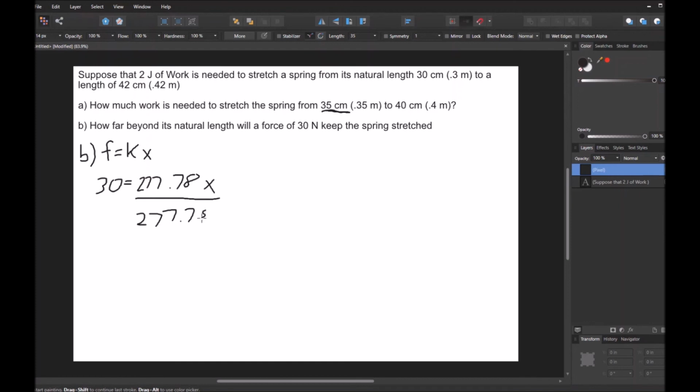So we do that. Our answer, we should get, I think it's, let me do this on a calculator. I had it written out, but I lost that spot. 30 divided by 277.78 is going to give us 0.108 meters. So that would be your answer for that one.